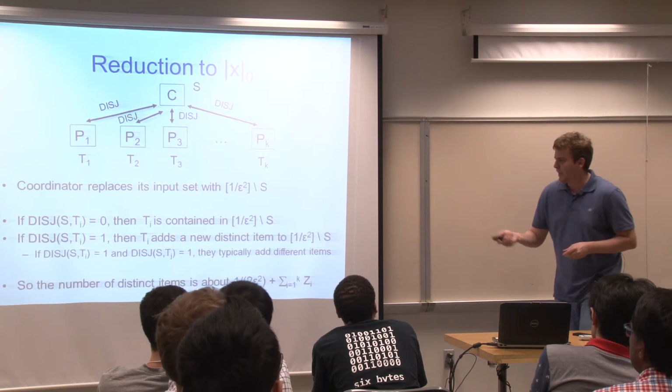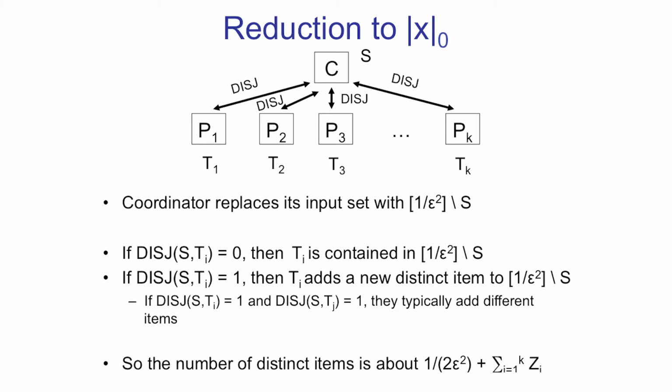Okay, so let's see what happens here. What is the total number of distinct elements? The coordinator introduced the complement of his set, which was a random set. So you got about 1/2 epsilon squared distinct elements from that set. And then every time one of these disjointness instances evaluated to 1, you got one new distinct item, up to this small possibility that the two items collided. So the number of distinct elements is 1/2 epsilon squared plus the sum of the bits zi.